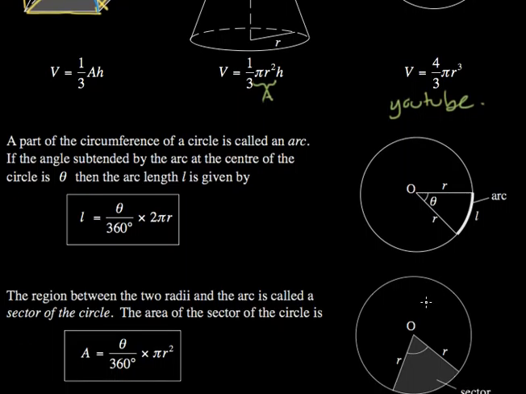And now looking at arc lengths. An arc length is just a part of the outside of a circle. It's this length here. And to find out how much of the circle that is, it's the same ratio or fraction as the angle theta out of 360.